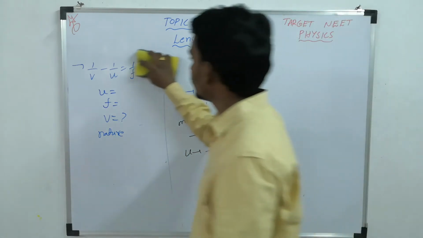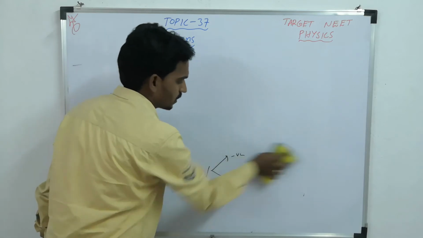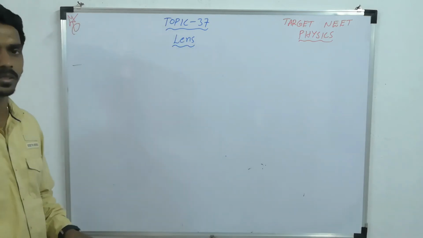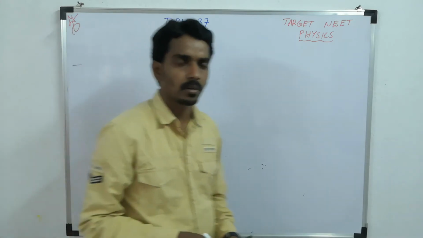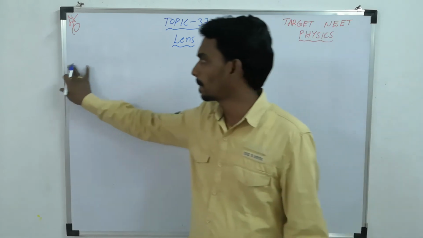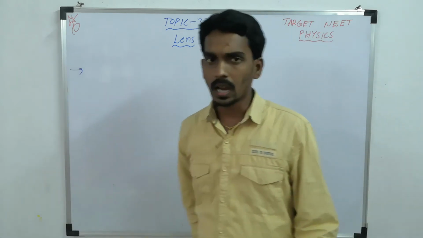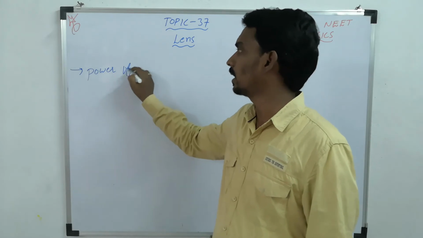But in case of a concave lens, there is no question of a real image, always a virtual image forms. Remember that point also. Or else if you substitute in the formula also, you will get it always. Now, after that, the next question will come based on power of a lens.